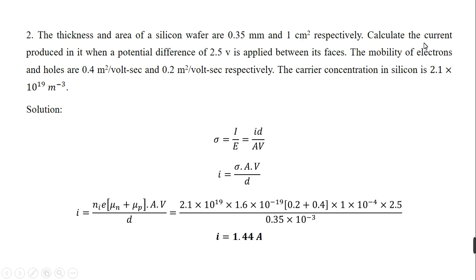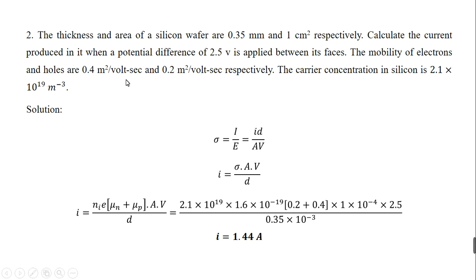Okay. Calculate the current produced in it. I is to be determined. Okay. I is equal to question mark you write down. And the potential difference is mentioned. Capital V is equal to 2.5 volts. You take a capital V as 2.5 volts. Okay. And the mobilities are given for both electrons as well as for holes. And intrinsic carrier concentration is also given.